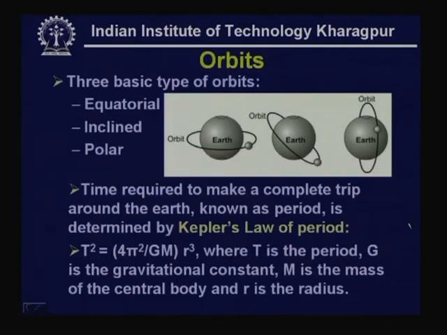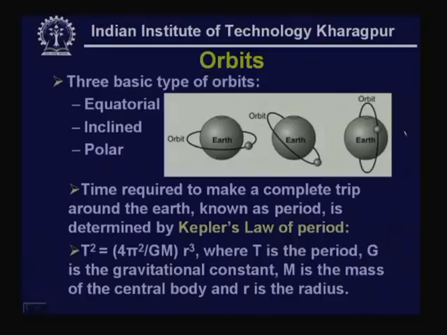So, first we start with orbits. Although the number of orbits is very large in satellite communications, they can be broadly categorized into three types, and the first type is equatorial. As you can see here, this is the equatorial plane, and these are the poles. This is your Earth, and here is the orbit. So, it is on the equatorial plane.